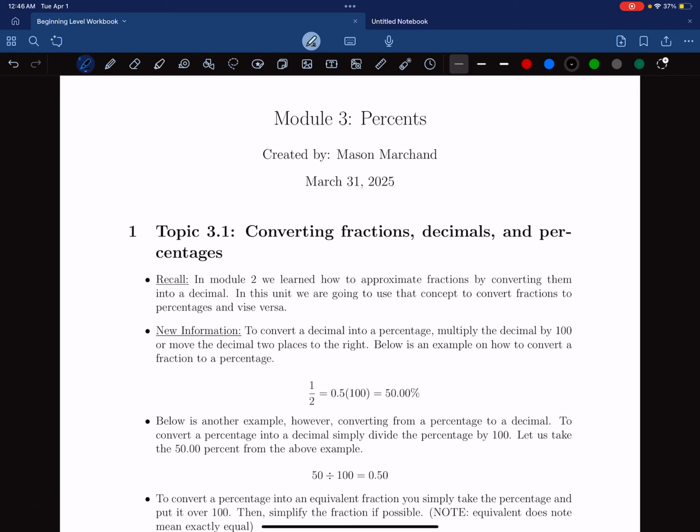Hello, welcome to Module 3, and in this unit we are going to be going over percents.